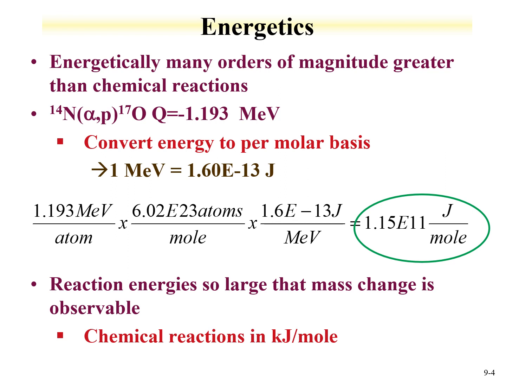These reaction energies are so large that mass change is observable. It's good to remember that chemical reactions tend to be on the order of kilojoules per mole. And that's one of the reasons this is a reaction that requires energy. But fission, for instance, which gives off energy, shows why it can have such high energy densities.